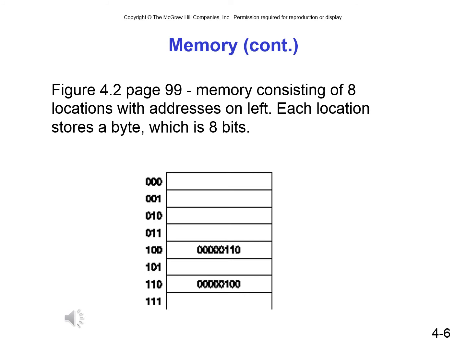Here is figure 4.2 on page 99 of your textbook. Memory consisting of 8 locations with addresses on the left. Each location stores a byte, which is 8 bits.